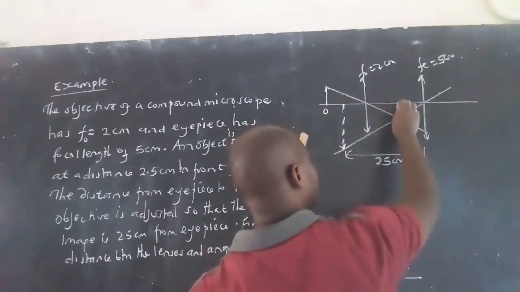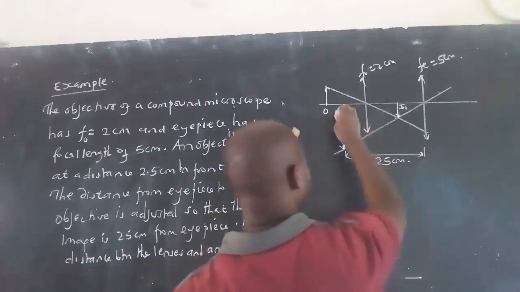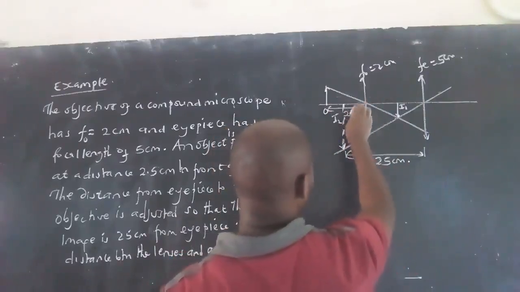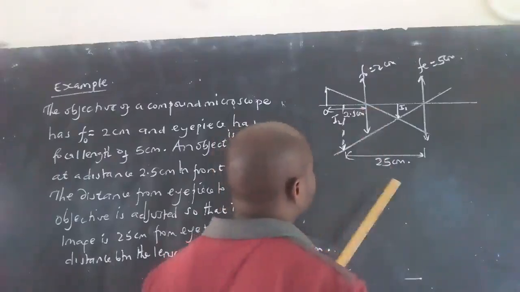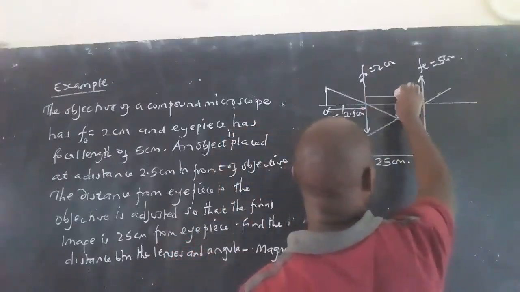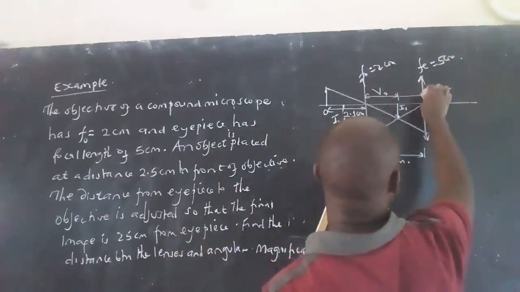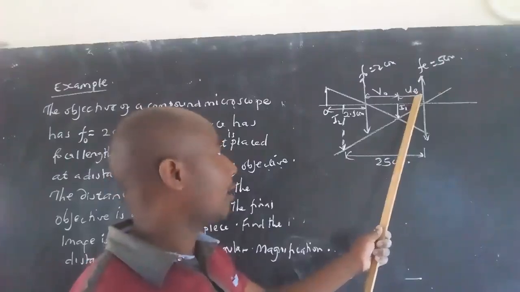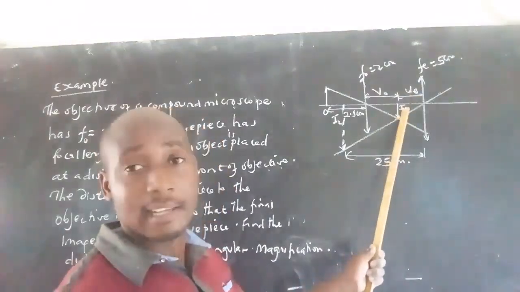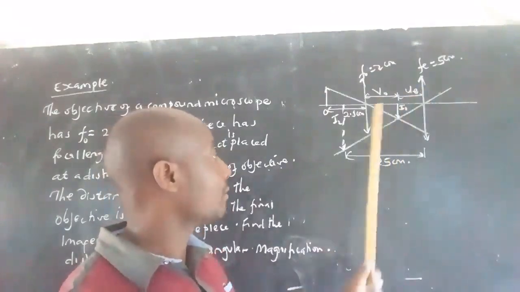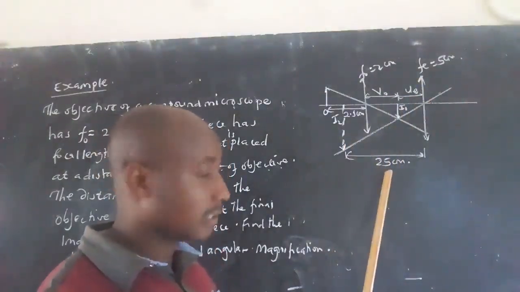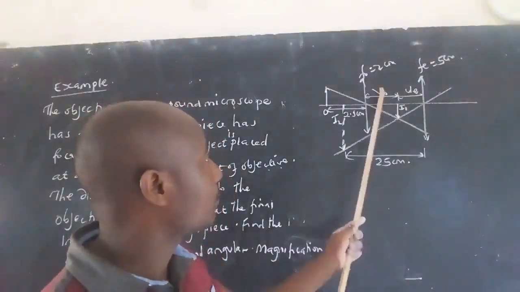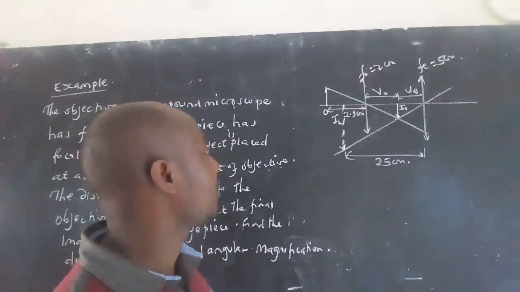And then here, this is the image which is formed, I1, and this is I2. This one is placed at a distance which is 2.5 centimeters, and this one we shall call V0. We shall call this UE, the object distance for the eyepiece. Remember, this one acts as the object, and then the eyepiece uses it to form the final image. So now here we are looking for the separation. That's V0 plus UE. So we have to first get V0 and UE.